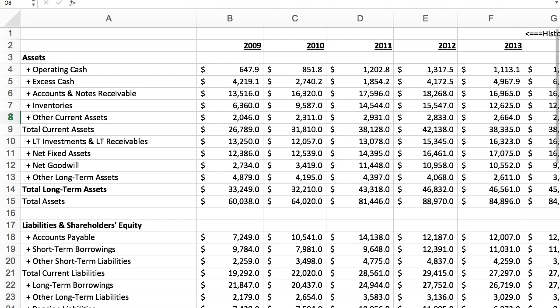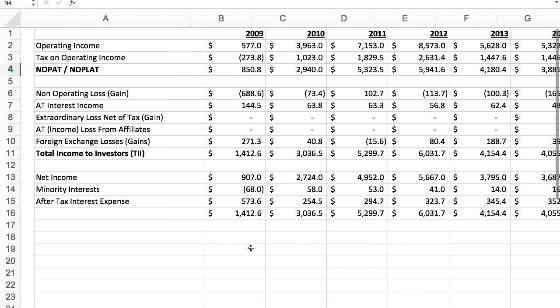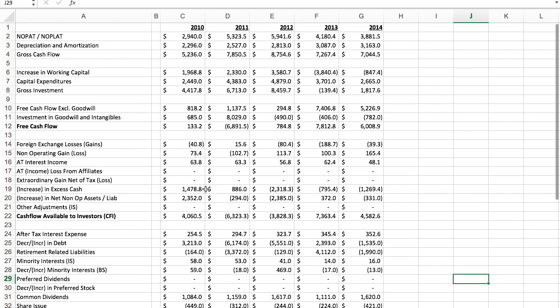Then I created a tab called TFI where, just like you did on the midterm, I map to the balance sheet and reorganize the TFI historically using relative references, just like you did on the midterm exam. And then I did the same thing with the income statement. I created a TII, which I mapped to the income statement and rearranged, which led me, and this is what we really need, to the CFI. So there is the mapped, created CFI off the TII and the TFI.